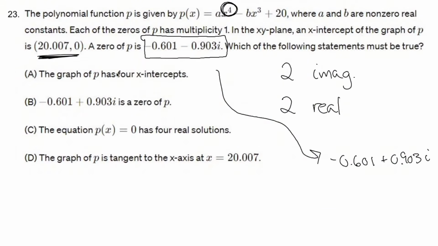The graph of p has 4 x-intercepts. Well, no, because the imaginary ones never cross the x-axis. Negative 0.601 plus 0.903i is a 0 of p. The equation of p of x equals 0 has 4 real solutions. No, there's 2 real solutions, 2 imaginary. And the graph of p is tangent to the, who cares?